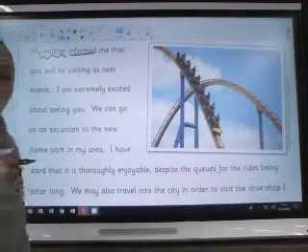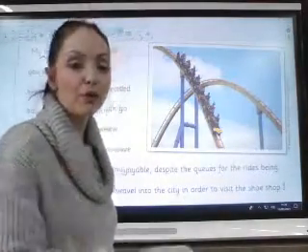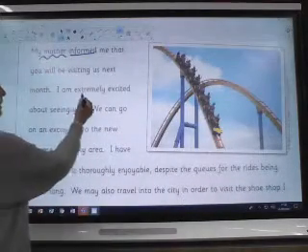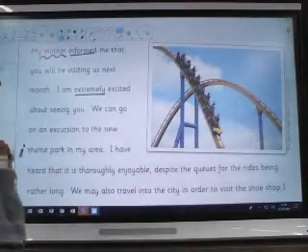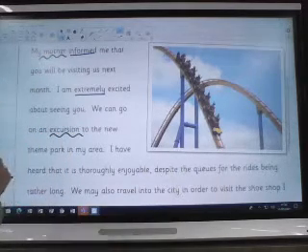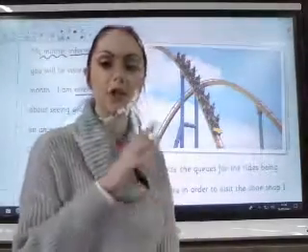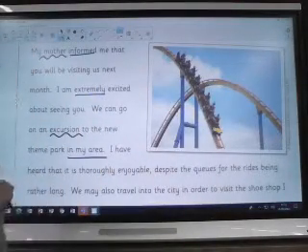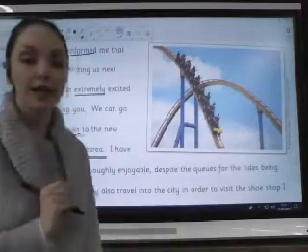My mum informed me that you will be visiting us next month. Okay, you wouldn't say informed, would you? You'd say told. My mum told me that you will be visiting us next month. Okay? I am extremely excited about seeing you. I think you could change extremely because that's quite formal. Okay, have a think about what you could change it to. We can go on an excursion to the new theme park in my area. Okay, I think you could change excursion. That means a trip. So you could change that to trip, and you could change in my area to something like near me. So we can go on a trip to the new theme park near me.